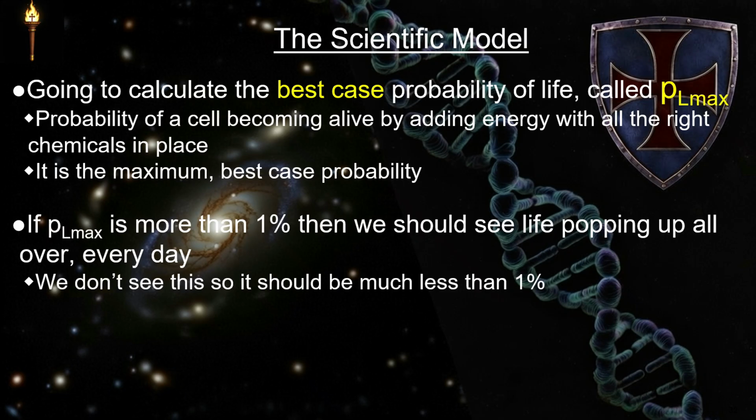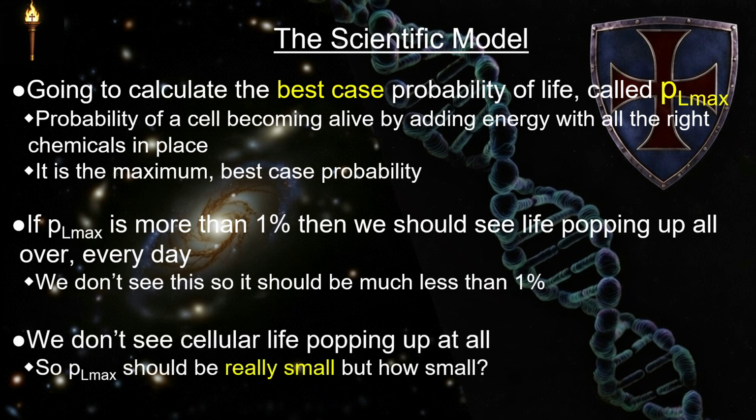Just from an intuitive perspective, if PL max is more than 1%, then we should see life popping up all over every day. We should look at a puddle on the ground, and we should just see pop, pop, pop, pop, cells forming. But we don't see this, so it should be much less than 1%. In fact, we don't see cellular life popping up at all. It's not being observed in nature. So PL max should be really small. But how small should that probability of a cell forming be?